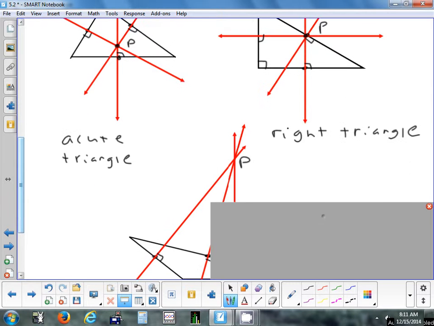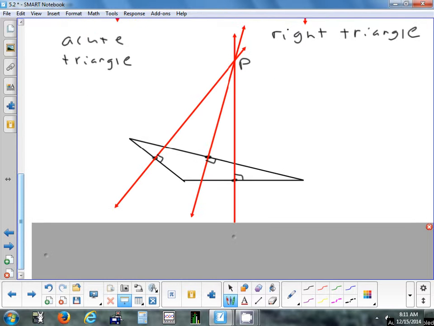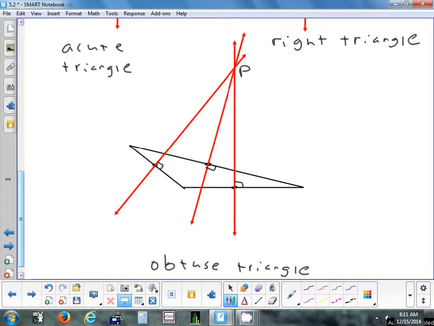So that was our acute triangle and right triangle. Here it is for an obtuse triangle. Again, three red lines, each going through the midpoint and perpendicular to the side that they go through. And the point of concurrency ends up way up there. Any question on that?